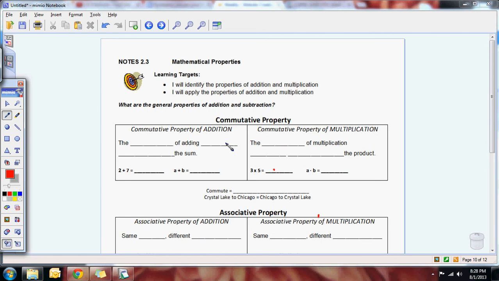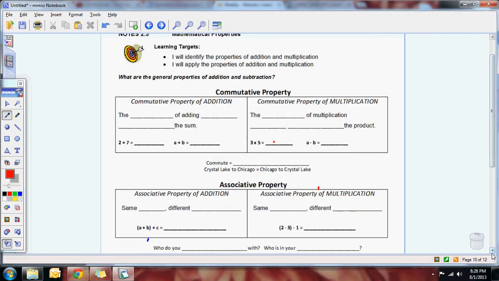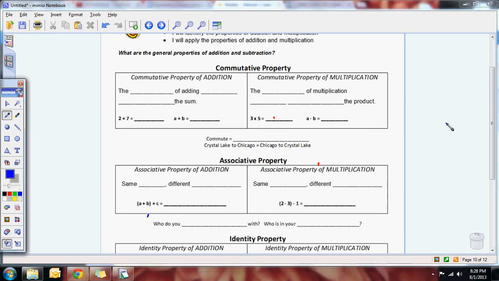2.3 was all about the mathematical properties. We talked about 4 of them. Now, we went into quite some detail with this, but this video is just going to not fill in all the blanks, but walk you through some helpful hints of how to do these and how to remember them. So, the commutative property was first, and we have that for addition and multiplication.